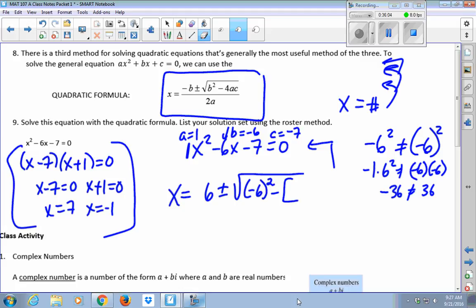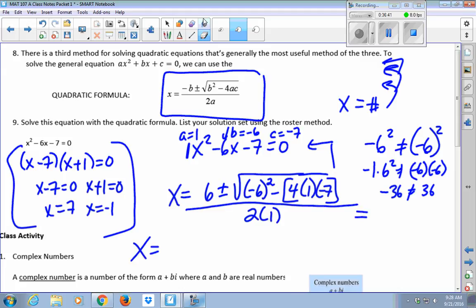Minus, and then I always put 4ac in brackets like that to help myself. Why? Because if this quantity in here is negative, sometimes the mistake is that you use a subtraction to take the place of that negative number. This way, if it's in parentheses, you'll see it. So I have 4 times a times c, which is -7. The fraction bar goes under the entire numerator, 2 times 1. Now I go down to the next step, x equals.